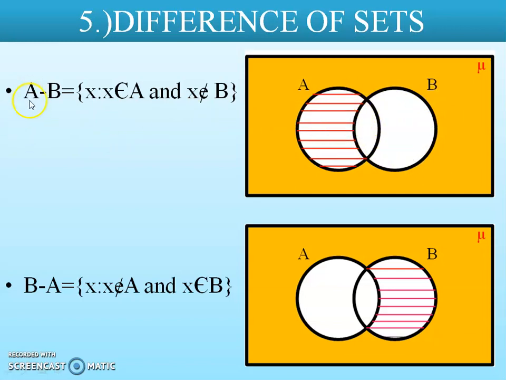It is very easy to remember. A minus B, always the first one is the answer. So A minus B means x belongs only to A, the first one. Similarly here, B minus A means it belongs only to B but does not belong to A. So B here is the first one.